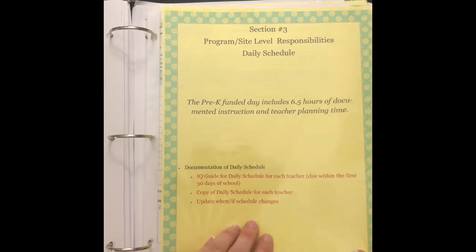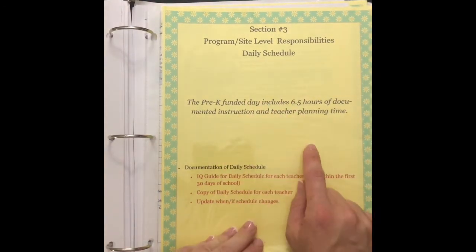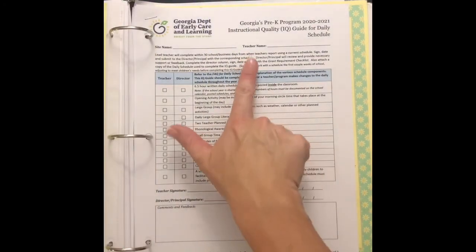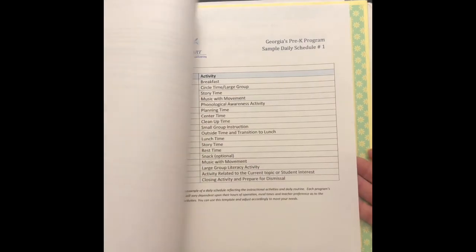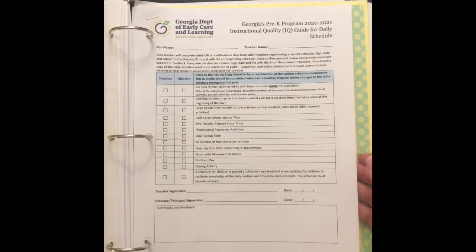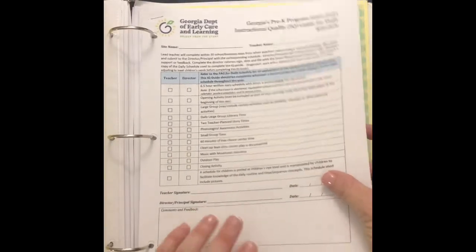Next is the daily schedule. You want to make sure that every teacher has an appropriate daily schedule on site. Teachers will submit a copy of the IQ guide for daily schedule and attach a copy of their daily schedule to you for review. Every individual teacher will complete this and submit.